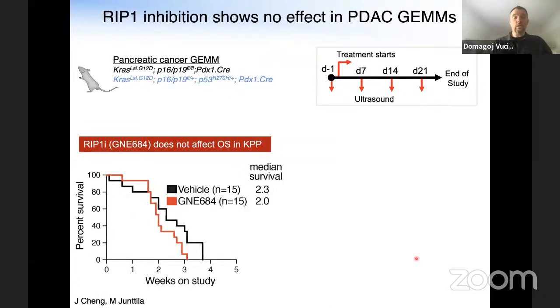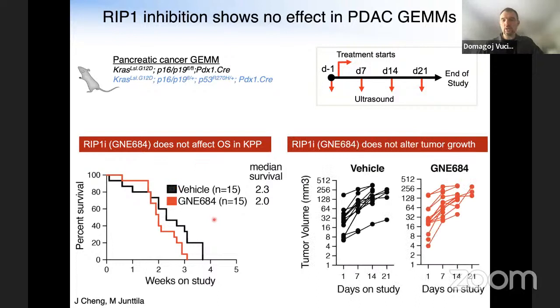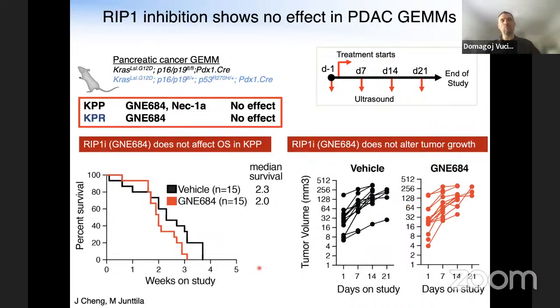Is it possible? Well, we went to as endogenous, as physiologically relevant a model as possible, which is these genetically engineered mouse models of pancreatic cancer, which are either driven by KRAS, p16 mutation, or KRAS, p16, p19, and p53 mutation, okay? So these mice spontaneously develop tumors after several months of age. And then when they developed tumors, we started treatment with compounds. As you can see here, there is no effect on survival. There is no effect on tumor growth. And we did that for a couple of models and a couple of compounds and never observed any effect in this case, okay?